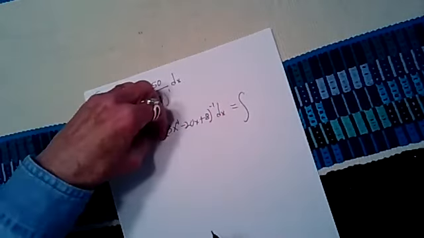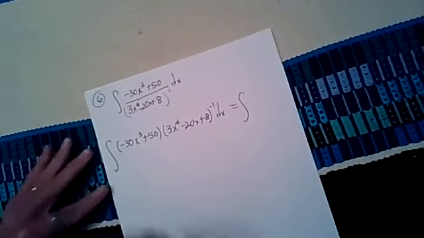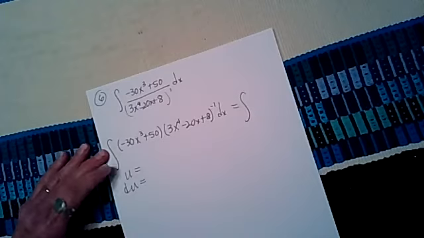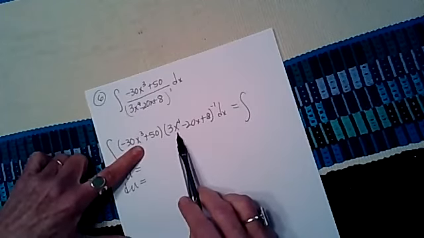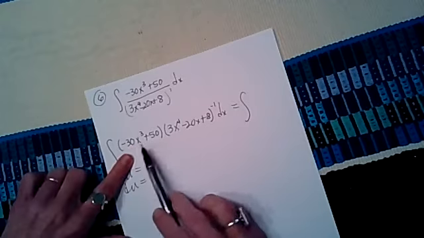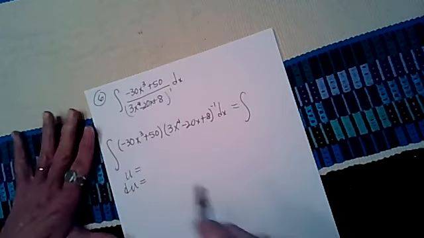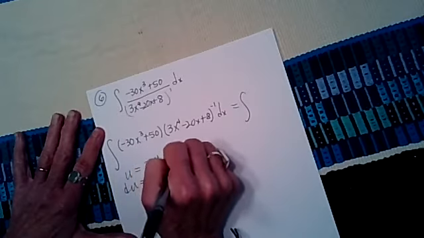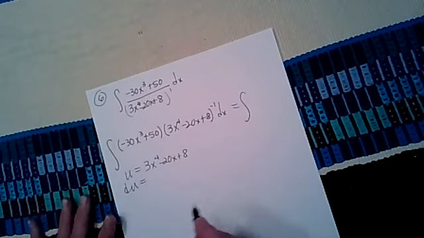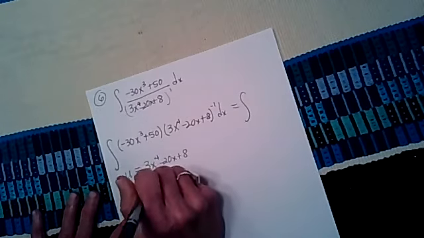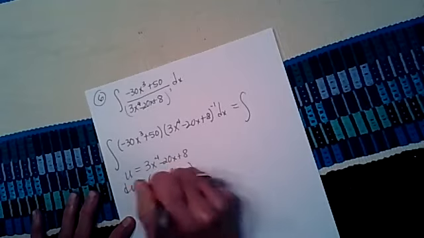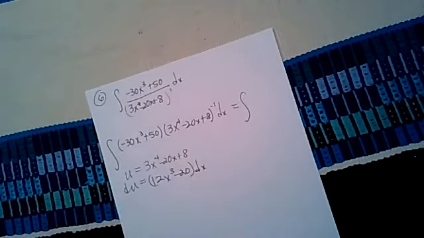So all my x's are here. I've got to make it in terms of u, so I've got to use my u and my du in order to rewrite. Remember, when you pick your u's, you always go for the higher power. There's x to the fourth and x cubed. We're going to let u be 3x to the fourth minus 20x plus 8. And then what is the derivative here? 12x cubed minus 20 dx. This one's going to be a little bit trickier.